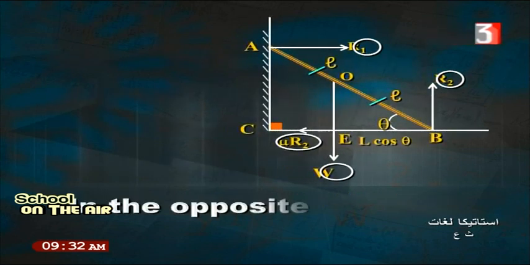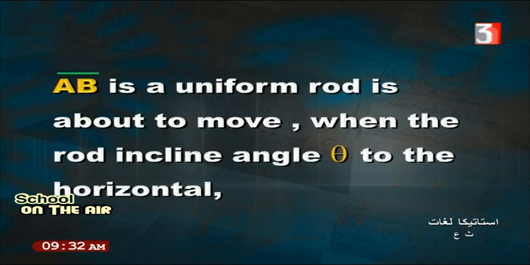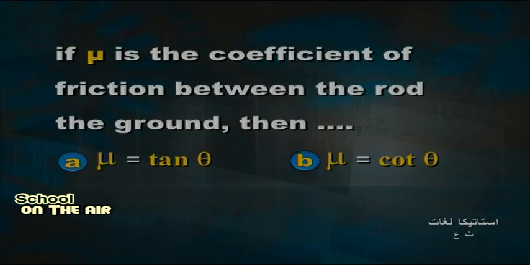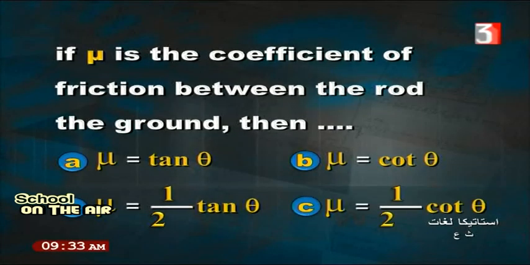Another one. In the opposite figure, my dear student, AB is a uniform rod about to move when the rod is inclined at angle theta to the horizontal. If mu is the coefficient of friction between the rod and the ground, then choose the correct answer: mu equals tan theta, mu equals cotan theta, mu equals half tan theta, mu equals half cotan theta. Before we choose the correct answer, look at the solution.